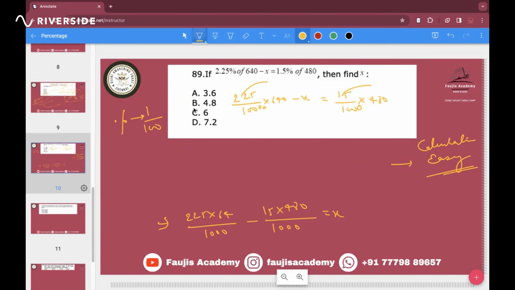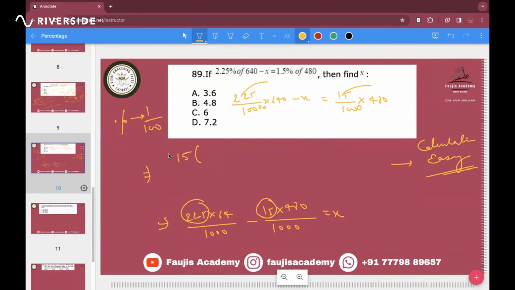So instead of calculating this value, we'll take something common. What all common we can take? See, over here it is 15 and over here it is 225. 15 square is how much? It's 225. So let's take 15 common.